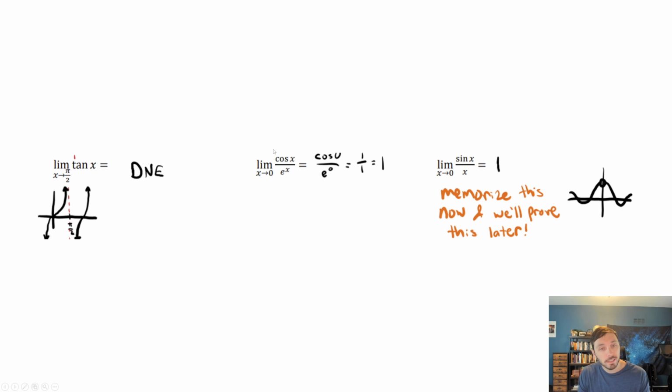I tried to be tricky here. This is actually just a direct substitution. Cosine of 0 is 1 and e to the 0 is 1. So this is just 1. This is just continuous. There's no issues here.